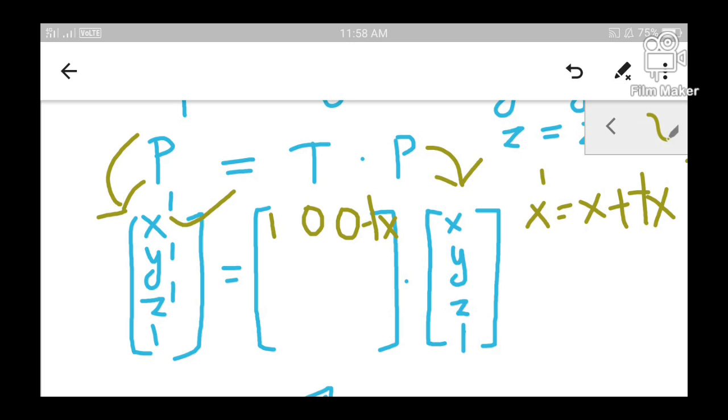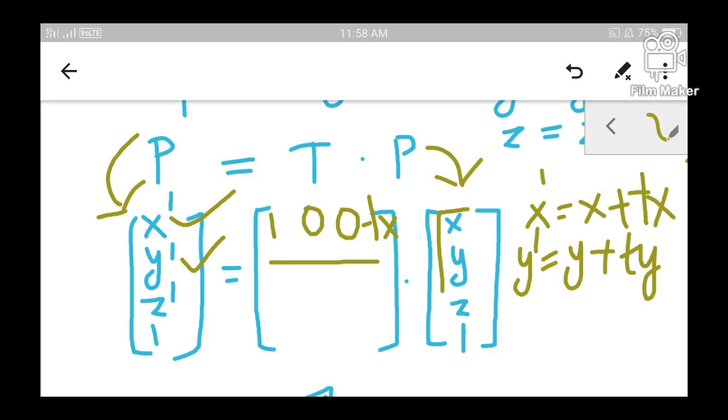Clear? Now in this way let us obtain the value of y dash. What is the equation of y dash? Y dash is equal to y plus ty. Y dash can be obtained when the second row is multiplied by this column matrix. So what should be the value of the second row such that when the second row is multiplied to the column matrix, the equation you get is y dash equal to y plus ty.